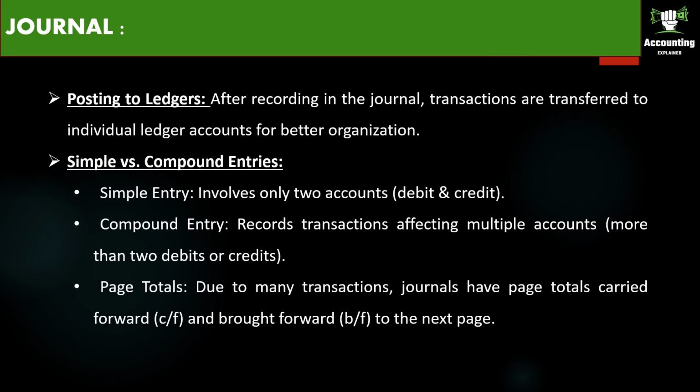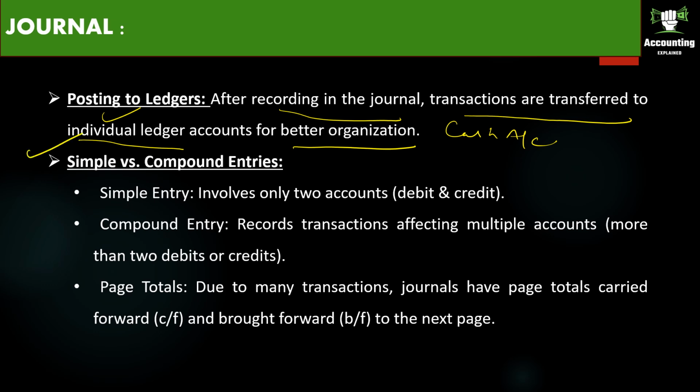Posting to ledger. After recording in the journal, transactions are transferred to individual ledger accounts for better organization. That is what I told you. So the amount of machinery will be transferred to the machinery account, and the amount of cash will be transferred to the cash account, like that.